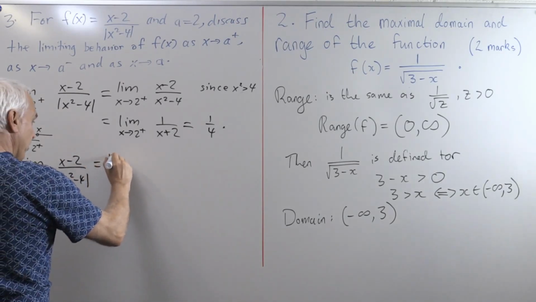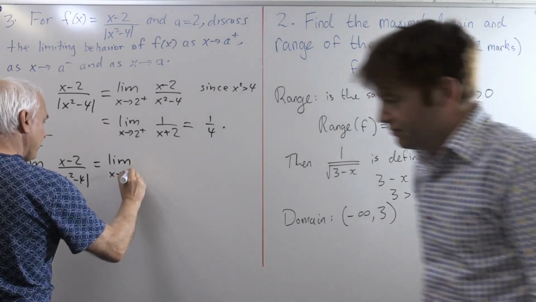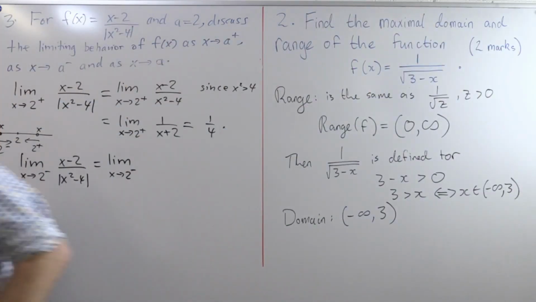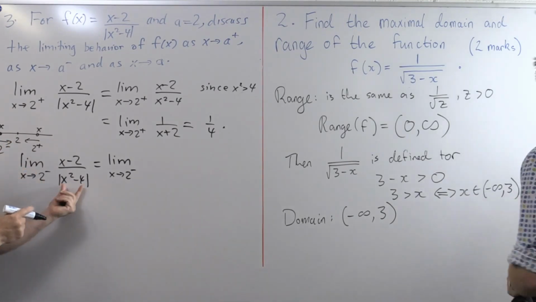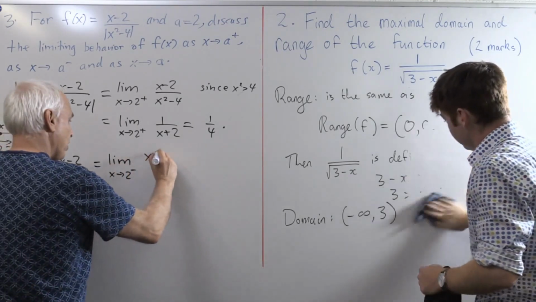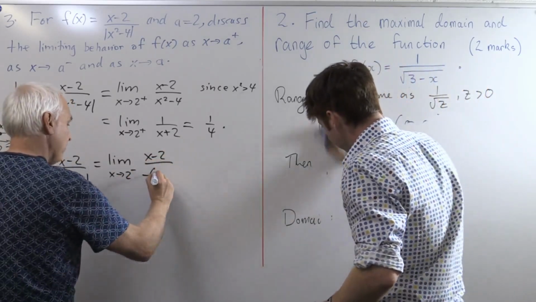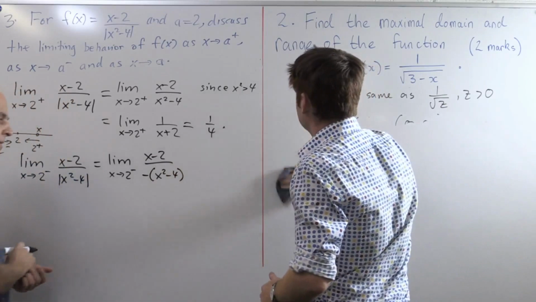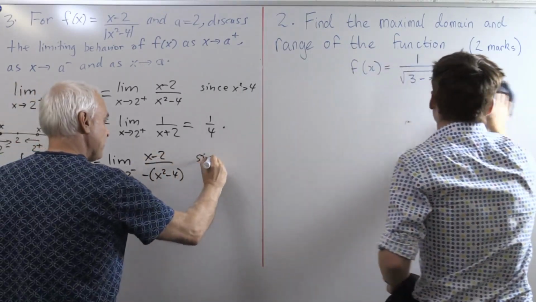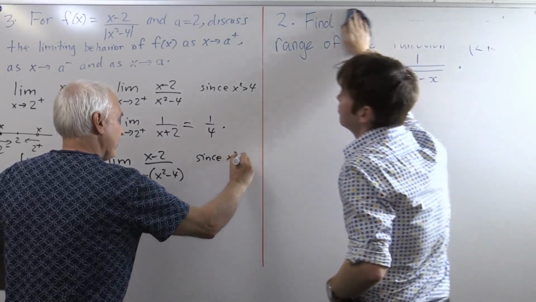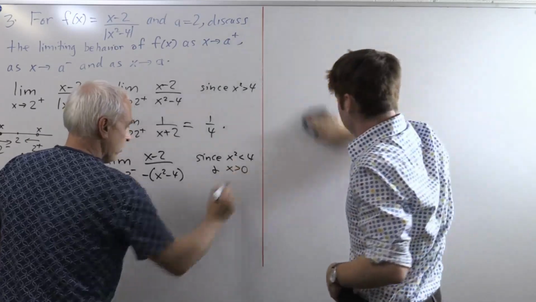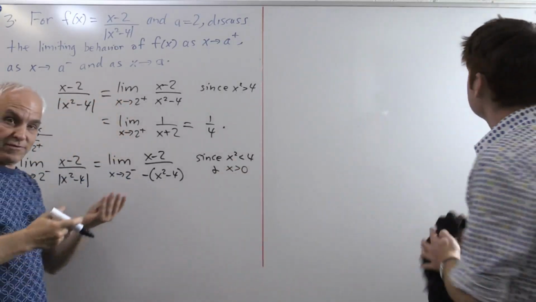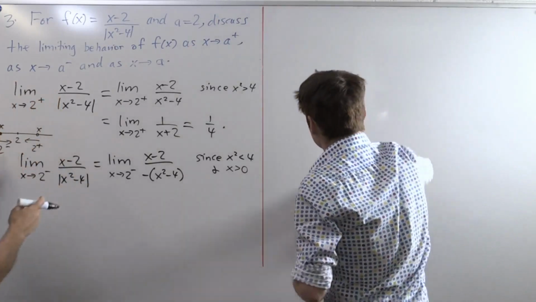Okay, so we want to replace the absolute value, and now we're going to use the fact that x is less than 2. So the x squared minus 4 in the range that we're considering is going to be negative. So we're going to replace the absolute value with negative x squared minus 4. All right? So that's since x squared is less than 4, and we might also say since x is bigger than 0. We don't need to concern ourselves with values of x which are far negative, because we're only interested in x approaching 2.